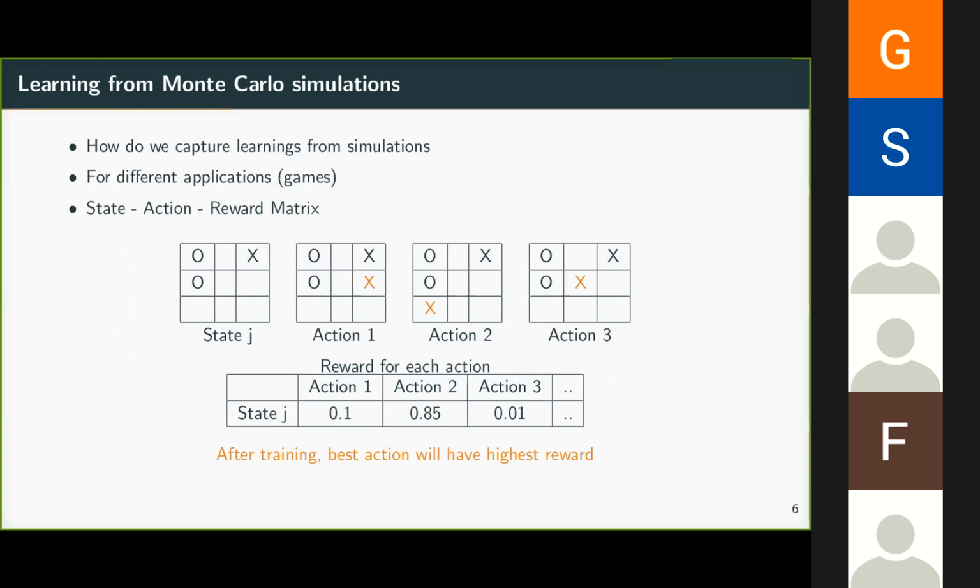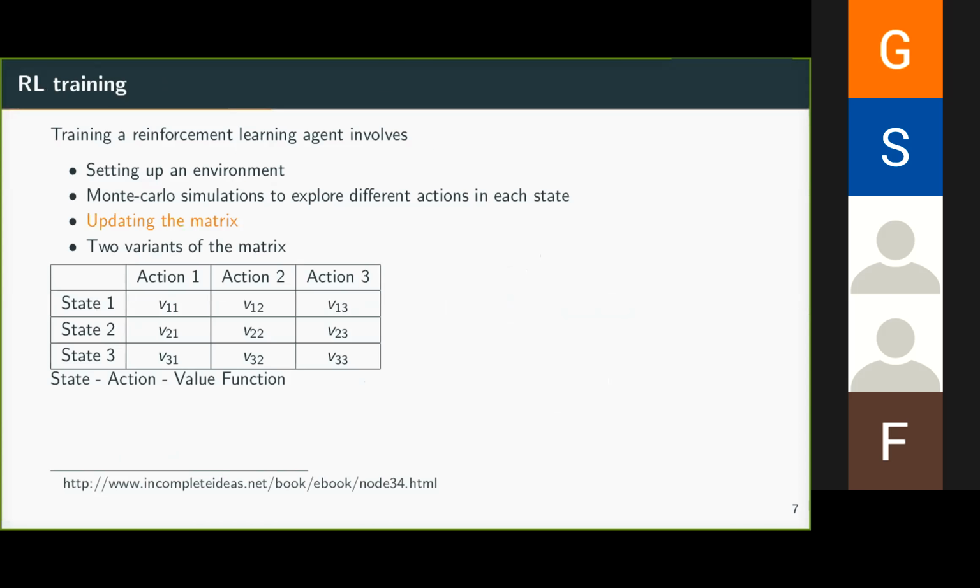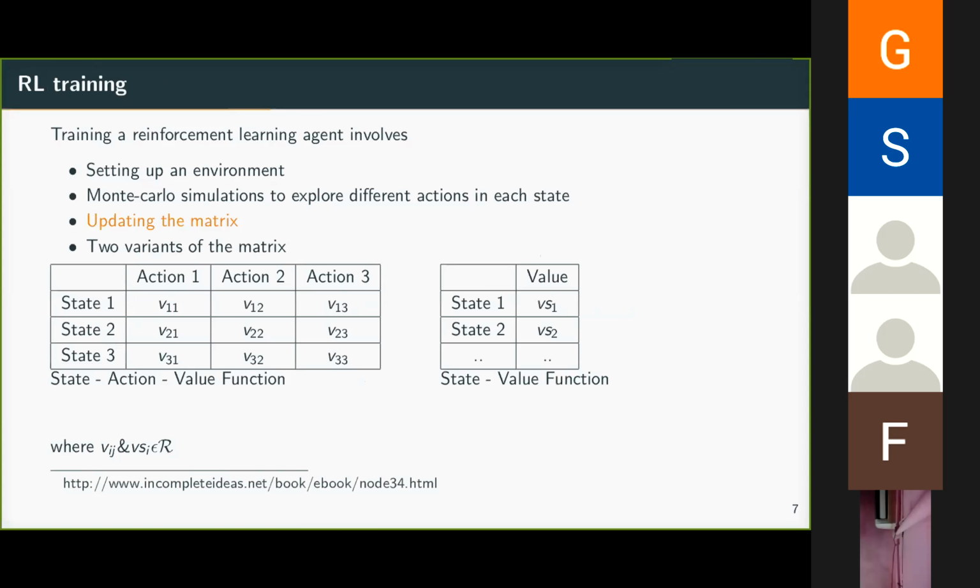That's all it will do. And once it picks a random action in the state, we go and evaluate. We'll play the game. We'll continue the game and keep playing, so that at the end of the game, we know whether we won or lost.